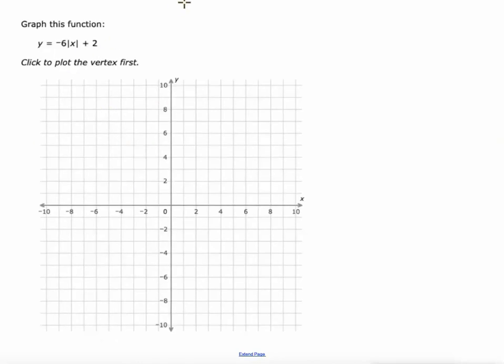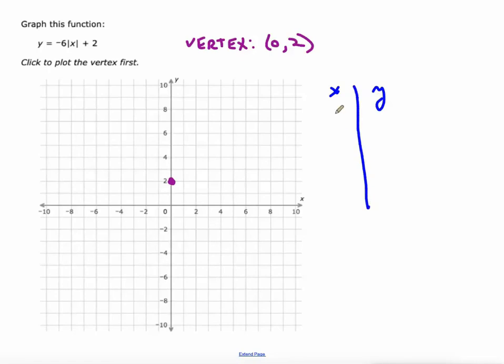All right, and let's look at this last one here. Let's talk about the vertex first. Do you know what the vertex is? Take an educated guess. It's coming at you now. The vertex is at 0, 2. Right there. We're going to make a table of values. We're going to put 0, 2 right in the middle of it.